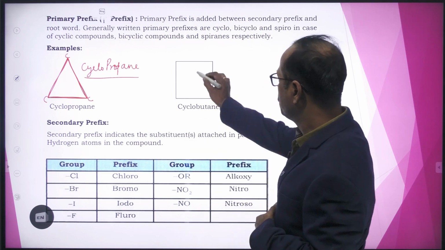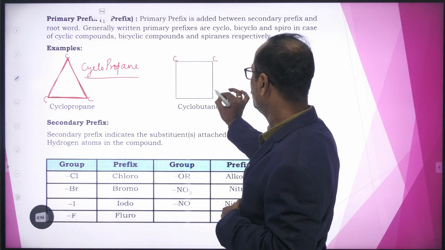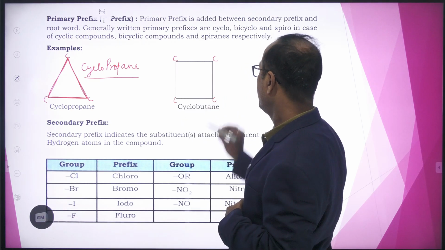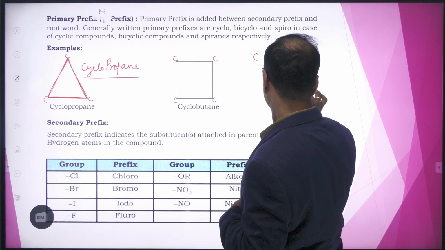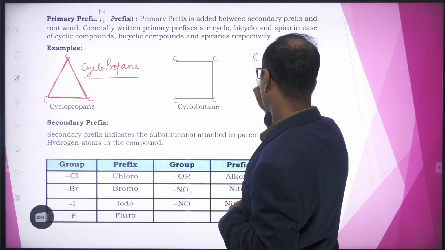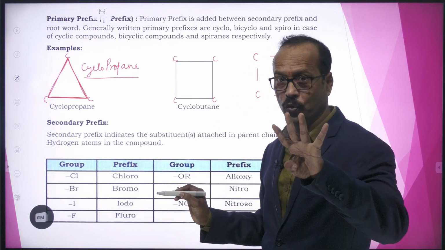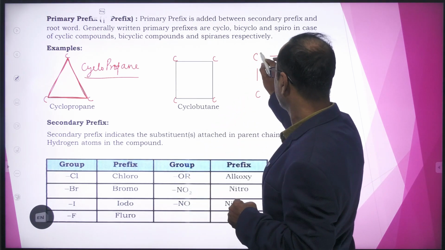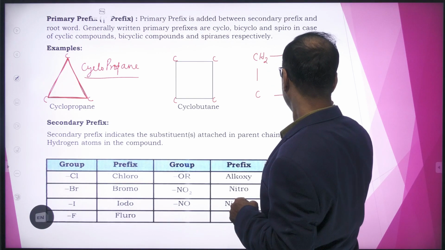Now, for example, can you say what is the name of this one? How many carbons are there? 1, 2, 3, 4. How will the actual structure be? 4 carbons, all with single bonds. Now this carbon, you know that carbon valence is 4. It has only 2 bonds, so it requires 2 more bonds. So CH2, CH2, CH2, CH2.